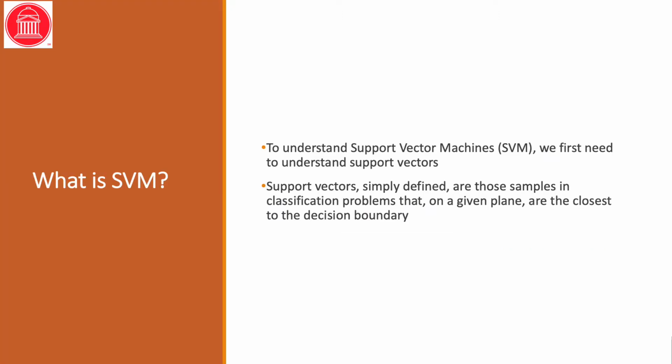To first understand support vector machines, or SVMs, we need to understand what support vectors are. Simply defined, these are samples in a given classification problem that are the closest to the decision boundary. So these are two points that most closely resemble each other, or in more mathematical terms, have the closest Euclidean distance, or whatever distance measure that you are using.